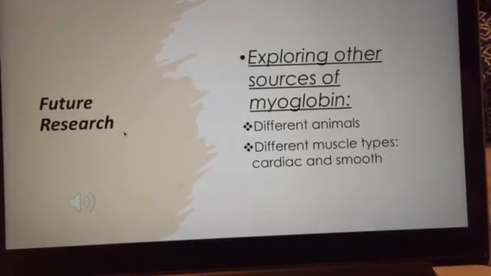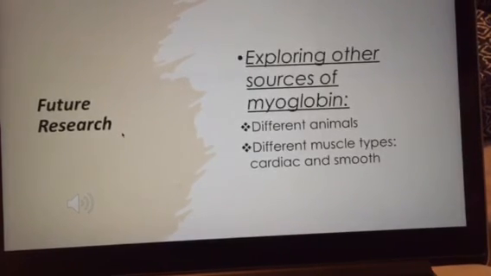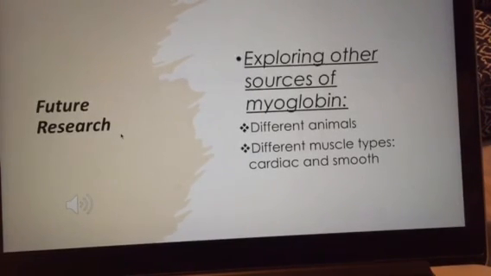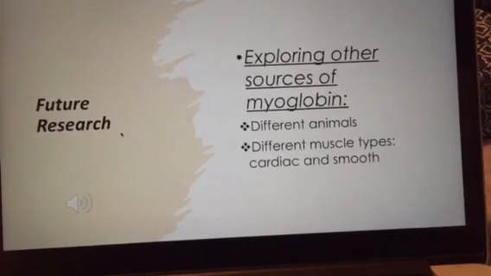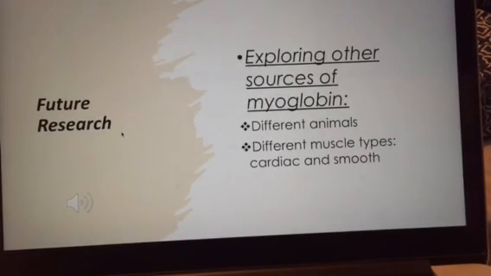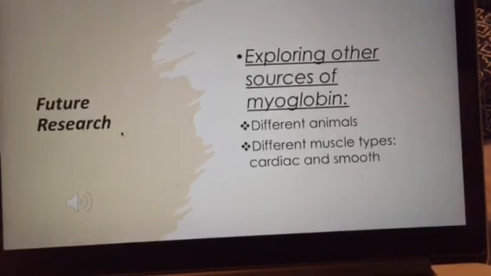So thinking of ways we can extend our future research and our findings is exploring other sources of myoglobin. We tested a beef homogenate, which was with striated muscle. However, myoglobin can be found in cardiac muscle and even in smooth muscle in small amounts. So perhaps researching myoglobin extracted from those regions of the body. And also using different animals and seeing how myoglobin differs throughout the different species.